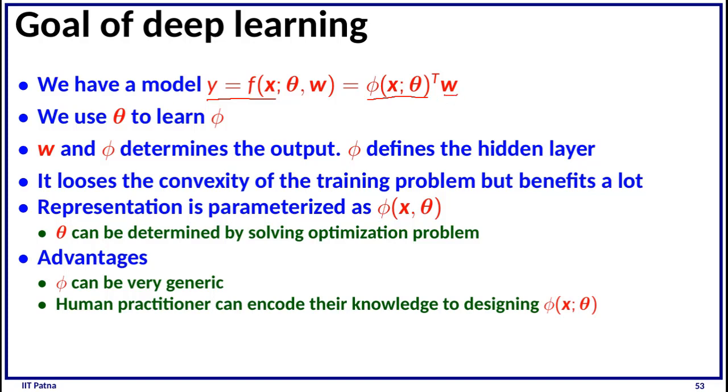Now if we treat this as the input for my final layer, then this basically represents some high level feature that the system has learned during its training period. And once those features are learned, then we can predict the final outcome by doing some linear combinations on those features. Typically this phi, or the feature, is very complex, and it's very difficult to identify those features through a handcrafted mechanism.